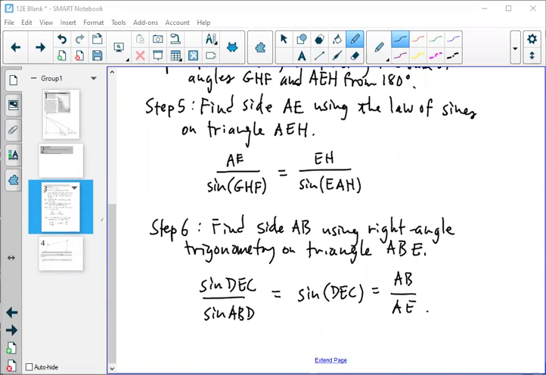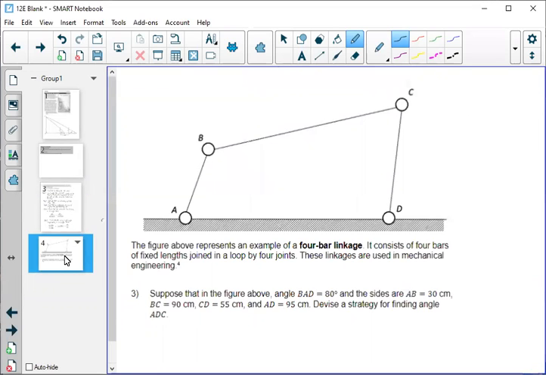Okay, on to the next screen. Here it says the figure above represents an example of a 4-bar linkage. It consists of 4 bars of fixed length joined in a loop by 4 joints. These linkages are used in mechanical engineering. Number 3, it says suppose that in the figure above, angle BAD is 80 degrees, and the length of AB is 30 centimeters, the length of BC is 90, CD's length is 55 centimeters, and the length from A to D is 95 centimeters. Devise a strategy for finding angle ADC.